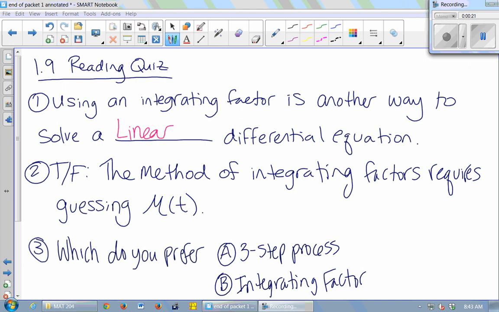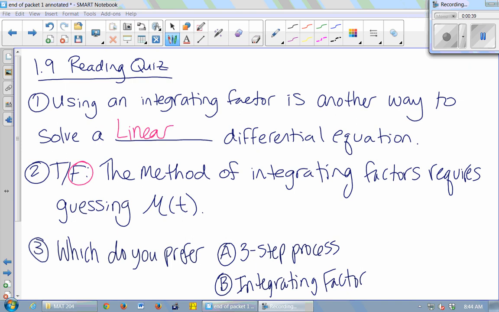True or false? The method of integrating factors requires guessing mu of t. False. This method does not require guessing, and that's in contrast to the method we learned last class, which was the 3-step process, and step 2 involved the guessing step.